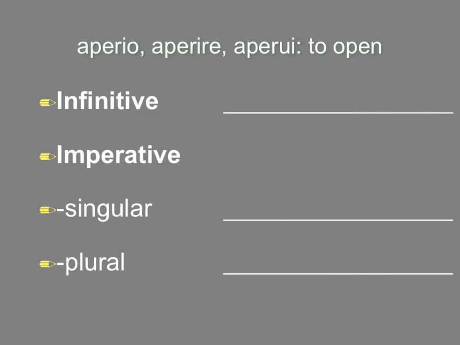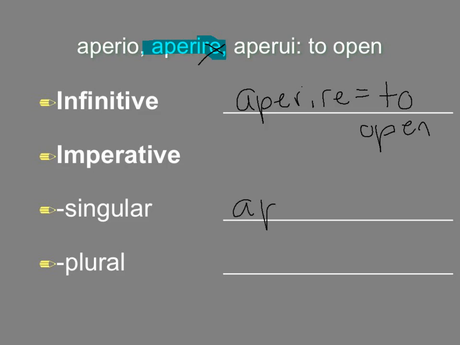Let's try another one. I have aperio. So I'm going to take the second part, my second principal part, which is my infinitive. So I could write it down there. And infinitives always translate as to blank. So this is to open. To make my imperative, I'm going to chop off the RE. So no more RE on the end. So aperi.